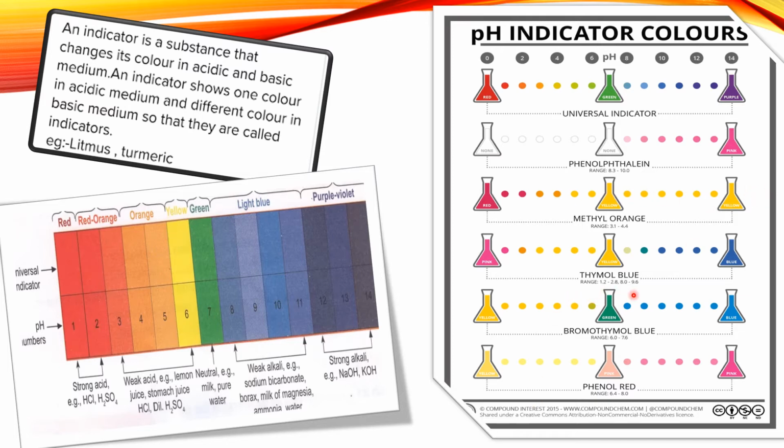In case of thymol blue, this is pink and this is blue. Color will be completely changed. Next, bromothymol blue, yellow and blue. And the last one is phenol red, light yellow and pink. One more thing. This is the column where the color of the indicator has been shown. Hope you have understood this. Now I am going to start the experiment.